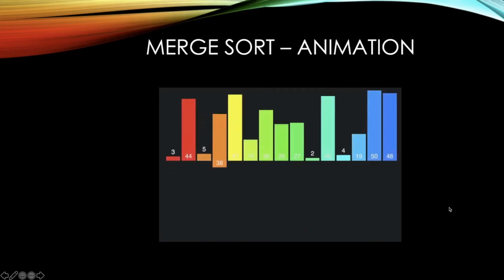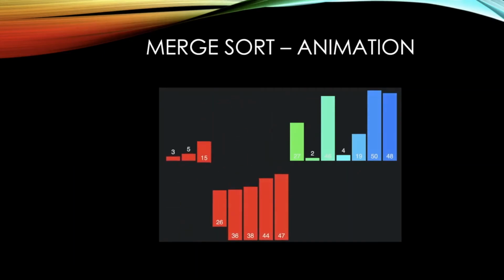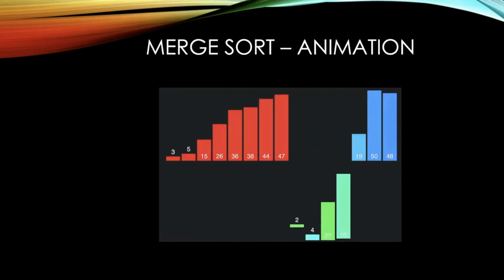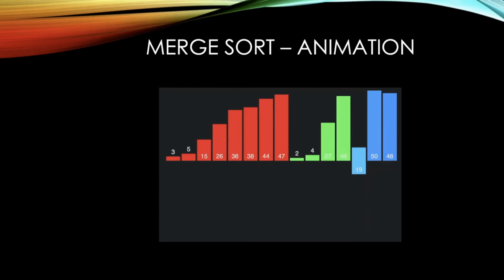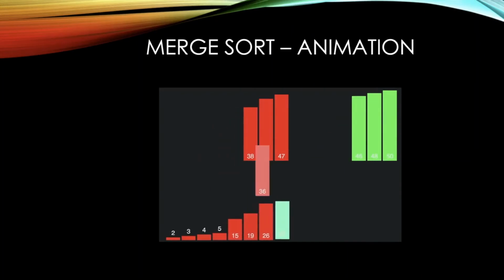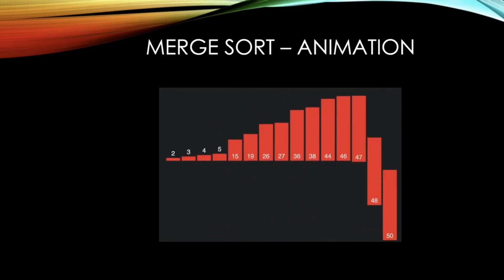In the animation, you can see that every group is broken down into 2, and it's split back up. We keep making more subarrays and then merging them until we have larger subarrays, and in the end we'll have one subarray that's completely sorted, the final array.